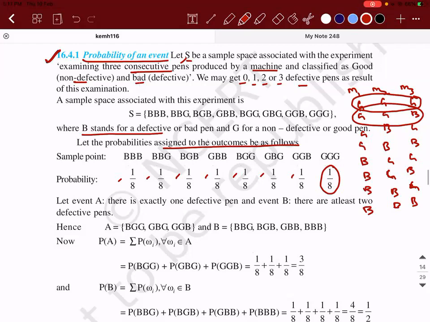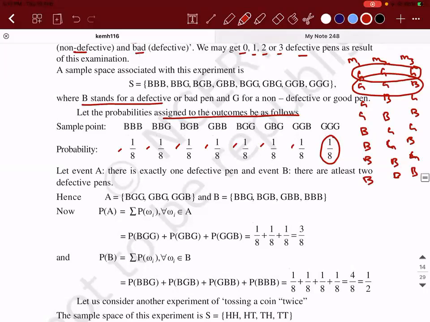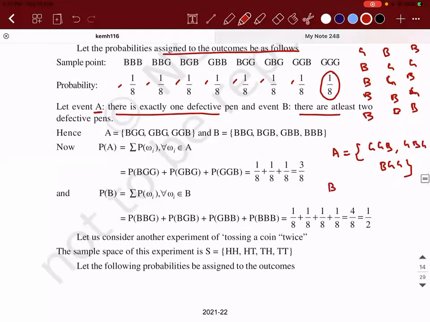Okay, now they are trying to define an event and we'll try to find its probability. Let the event A be where there is exactly one defective pen. Exactly one defective pen means good, good, bad; good, bad, good; and bad, good, good. And B is the event where there are at least 2 defective pens. At least 2 means good, bad, bad; bad, good, bad; bad, bad, good; or everything is bad. So 4 outcomes.